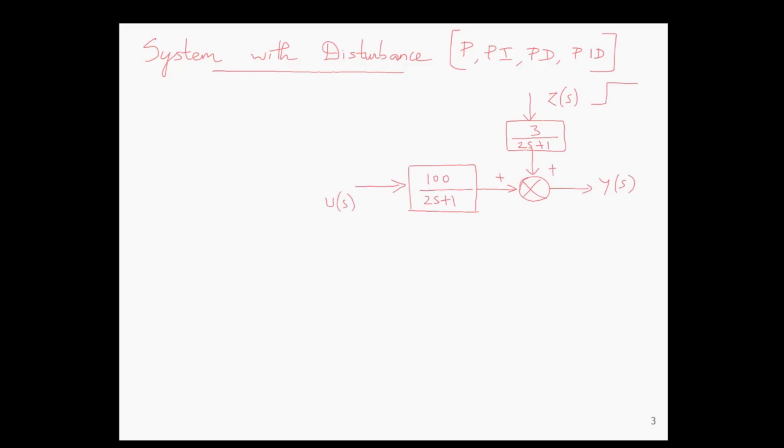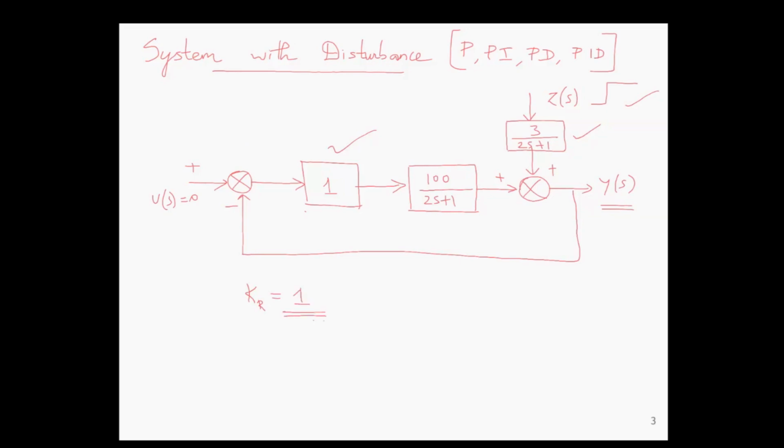Suppose we have the system 100 divided by 2s plus 1 and the disturbance model as 3 divided by 2s plus 1. The disturbance z of s is a step disturbance and the input u of s is 0. The output is y of s. First problem, we will see what happens when we use a proportional controller with the proportional gain kr equal to 1. The input u of s is equal to 0.